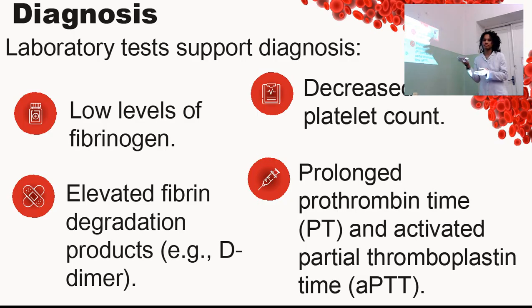Diagnosis, so how to find out whether one has it. Laboratory tests support the diagnosis. We have low levels of fibrinogen, elevated fibrin degradation products, that's the D-dimer, decreased platelet count, prolonged prothrombin time, and activated partial thromboplastin time.